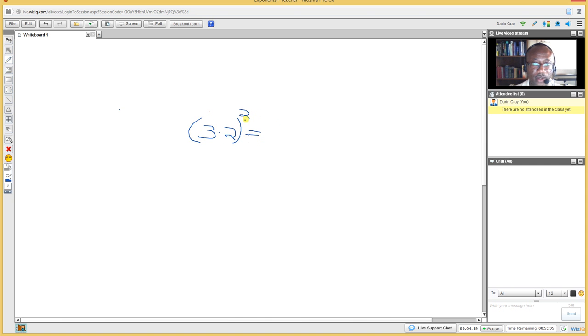Well, we know that this 2 means that we're multiplying 3 times 2 times 3 times 2. And because we're only multiplying, we can drop the parentheses.